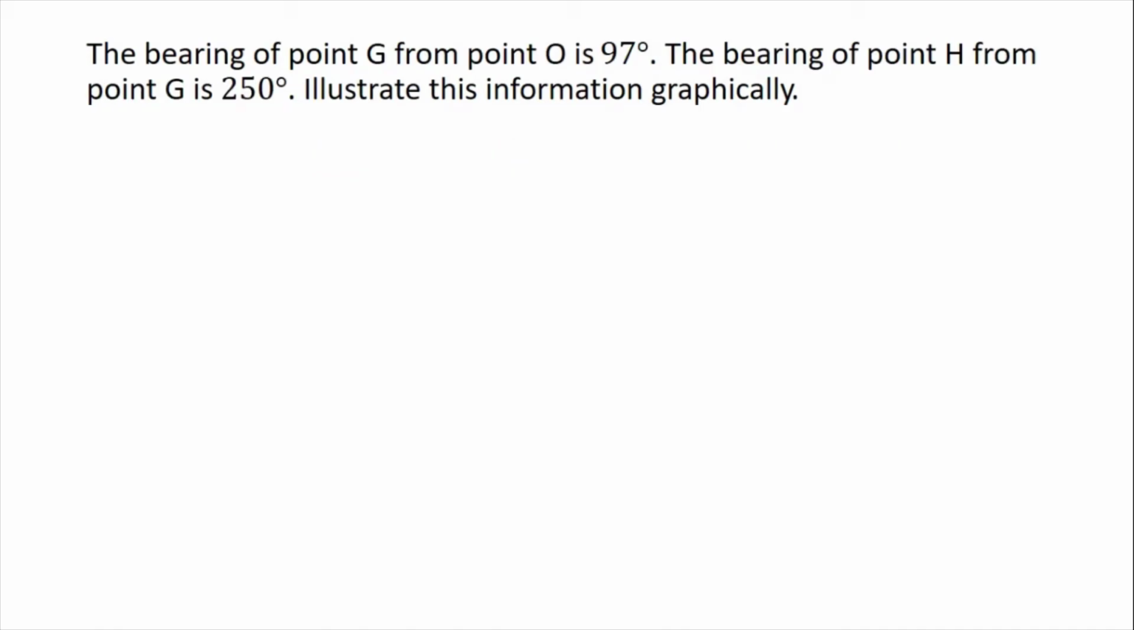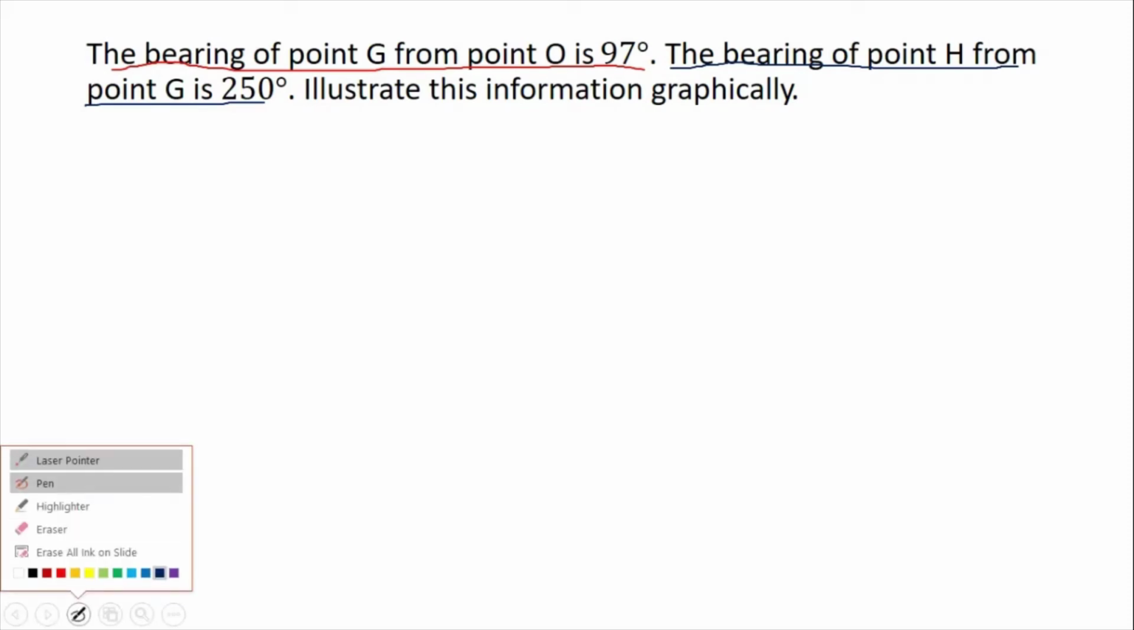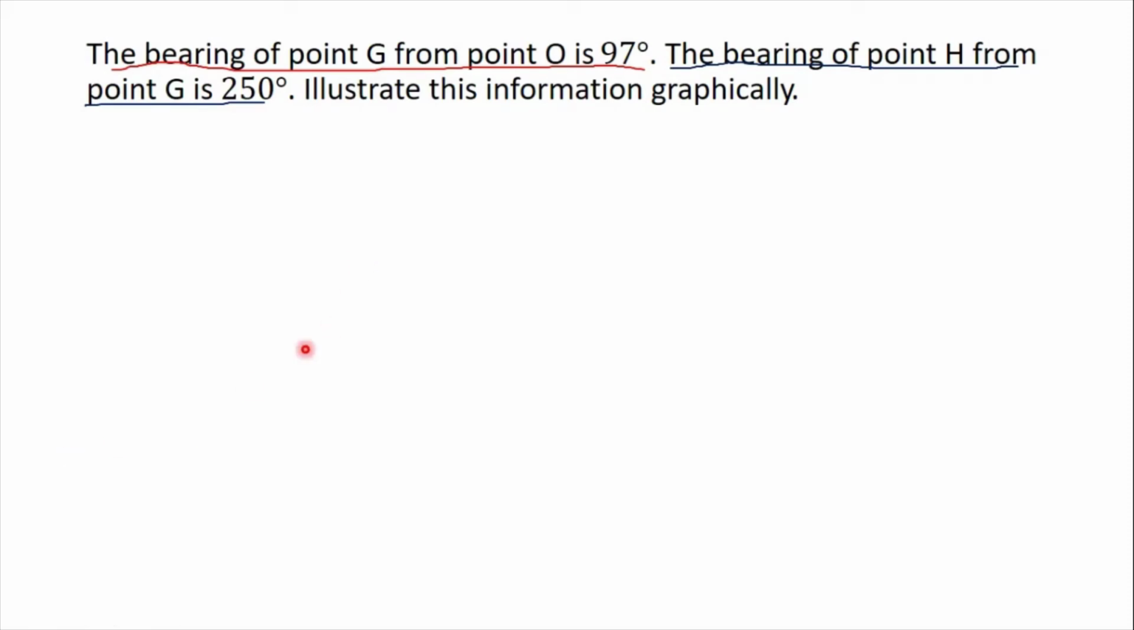The bearing of point G from point O is 97 degrees. The bearing of point H from point G is 250 degrees. Illustrate this information graphically. So you have been given two bearings here. The first one is the bearing of point G from point O. And the second one is the bearing of point H from point G. So you represent each one of them on the same diagram.